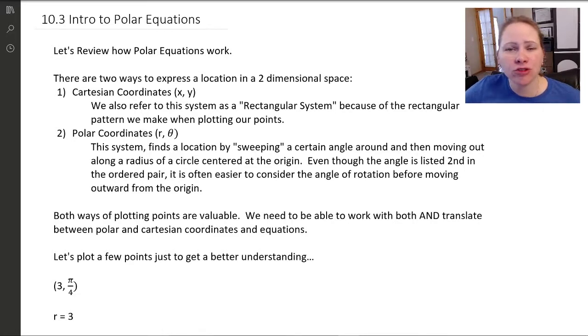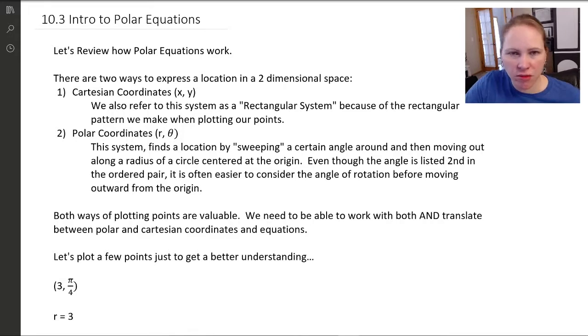Today we're going to introduce you to polar functions. Now this video does assume that you have at least heard of polar functions and been exposed to them. But let's review just a few things about how they work and what the deal is with this r and this theta. Now let's understand that there are two ways to express a location of a point in space.